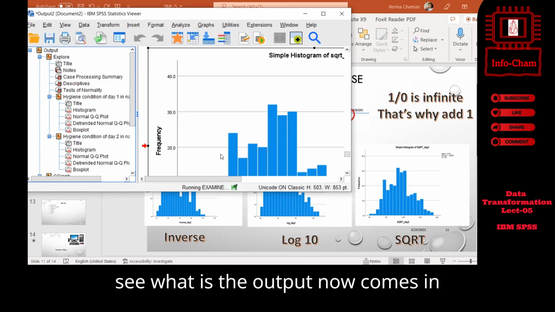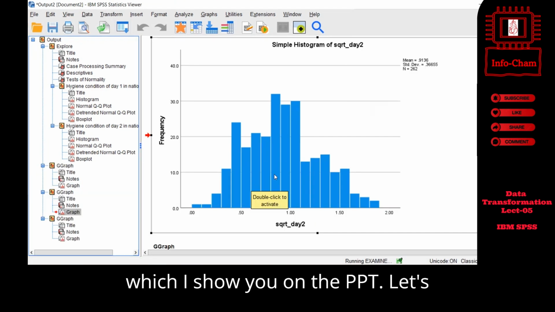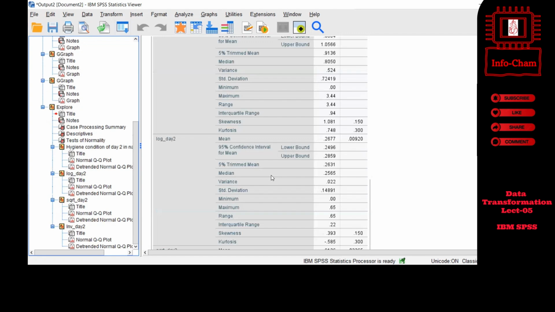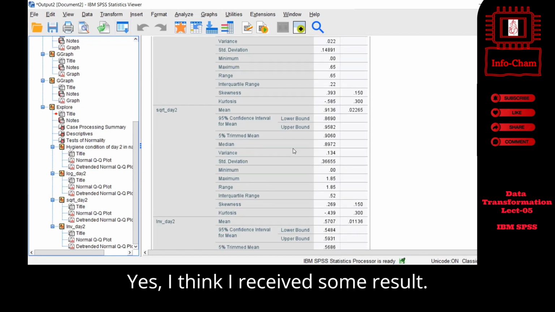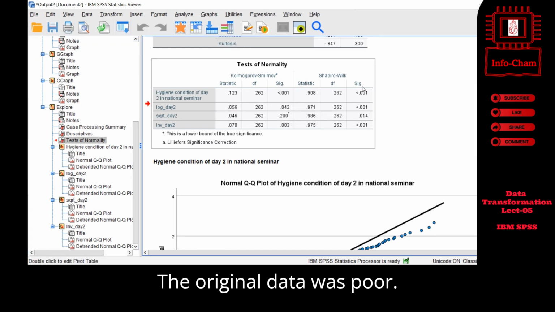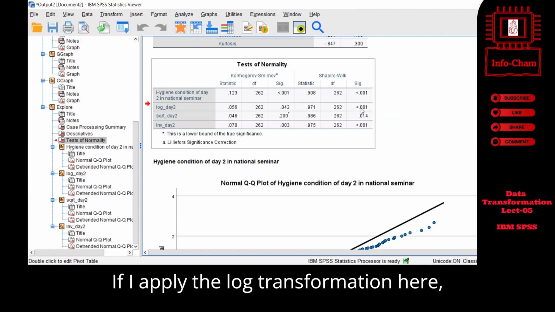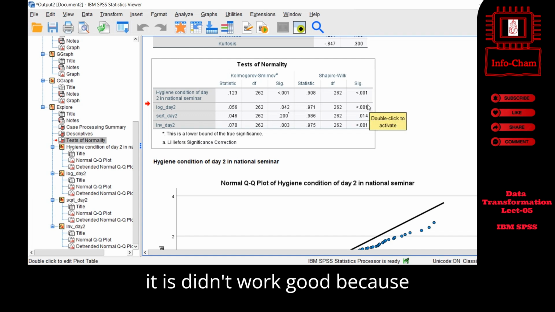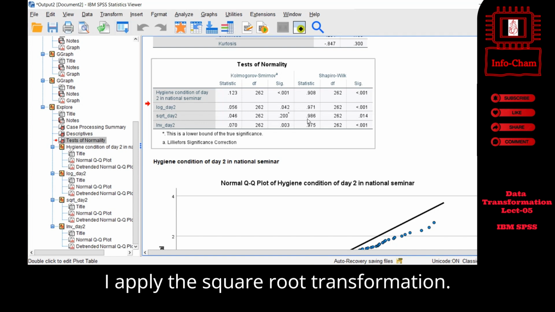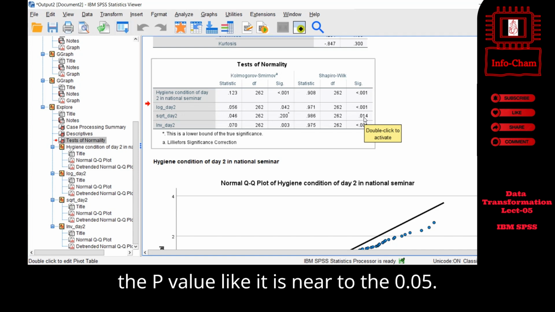Okay, let's see what output comes in front of us. This is the same output which I showed you on the PPT. Yes, I think I received some result. Can you see this normality value? Here, the original data was poor. If I apply the log transformation, it didn't work well, because the p-value is again less than 0.05. But when I apply the square root transformation, the data is improved. The p-value is getting near to 0.05.